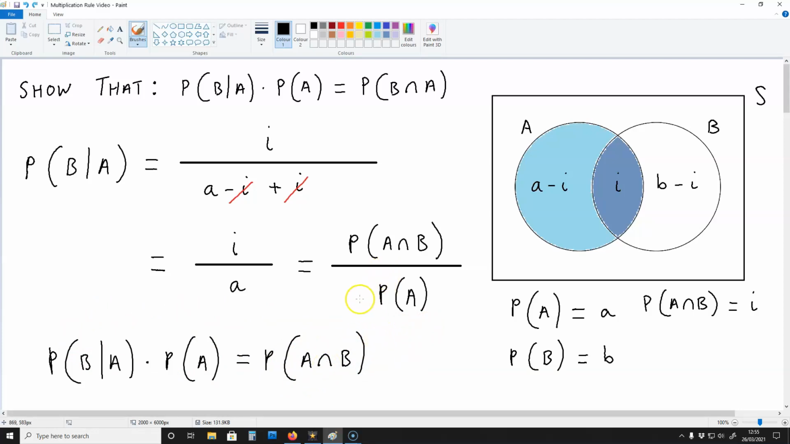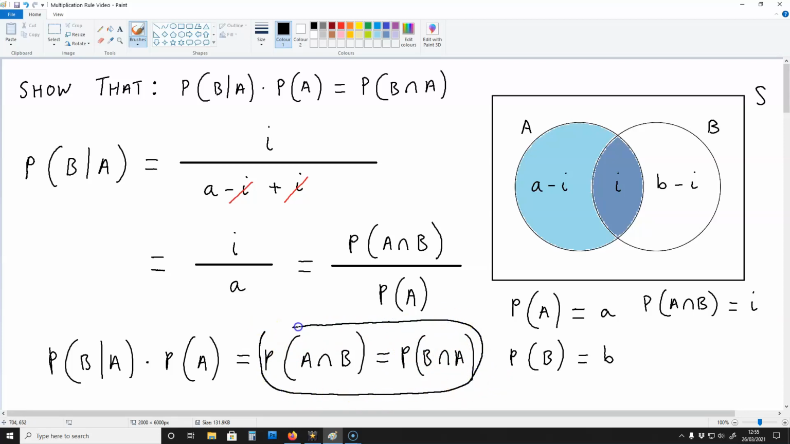Just one more thing, if we want exactly the same formula that we have up here, we change the probability of A intersection B into the probability of B intersection A. Okay? These two over here are exactly the same thing. So it doesn't make a difference which one you use.